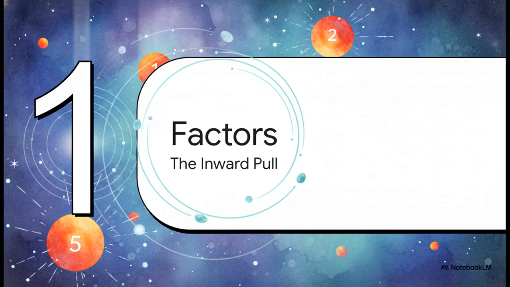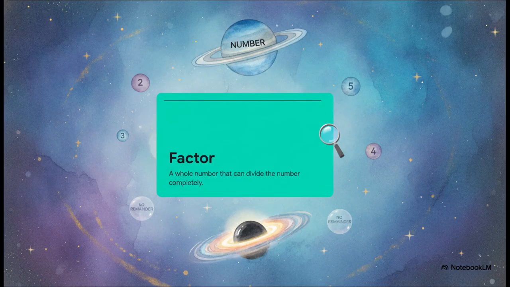Section 1. The gravity of factors. Let's begin our first phase. We're starting by looking inward, at the gravitational forces that pull a number together. Before we can build outward, we have to understand what makes up the core of any given number. So what exactly is a factor? Basically, a factor is a whole number that can divide into another number completely.